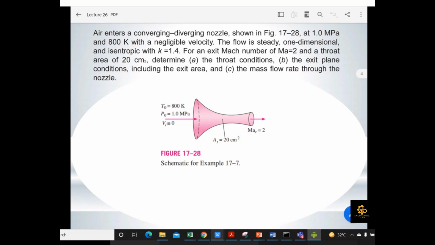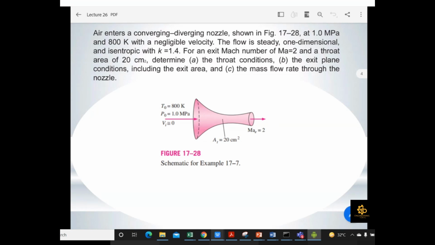Okay, so coming towards the next question, which is example 17-7 from your book. First you have to read the statement. Air enters a converging-diverging nozzle shown in the figure at 1 megapascal, and temperature is given, with a negligible velocity. So you can simply say that this is your stagnation point because velocity is negligible.